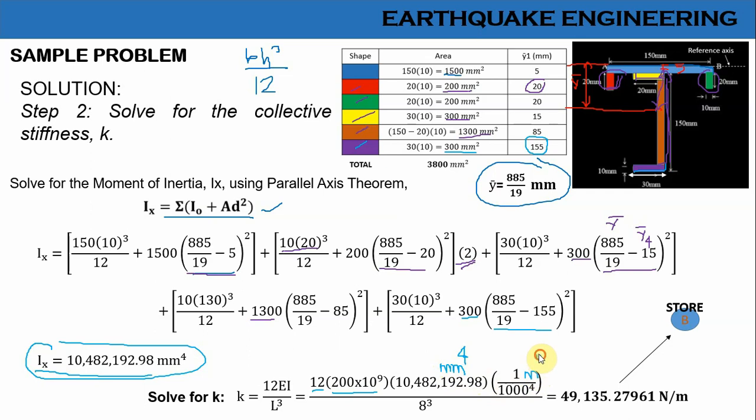So in 1 meter, we have 1,000 millimeters, raised to the 4. Over L cube, 8 cube. Simplifying, we have this value of 49,135.27961 Newton per meter. So the unit here is Newton per meter. Then we store it in B so we can continue solving. Store it in B.